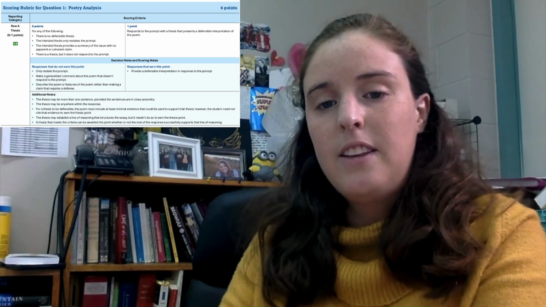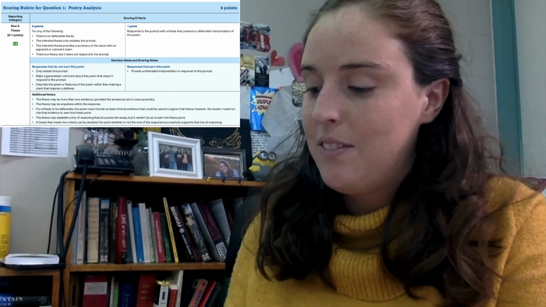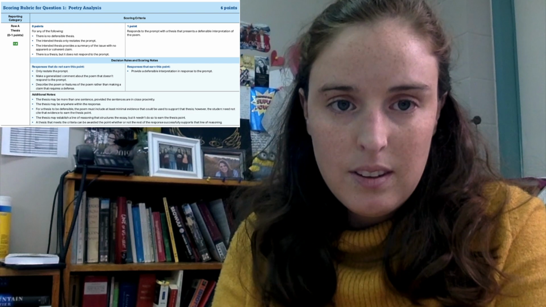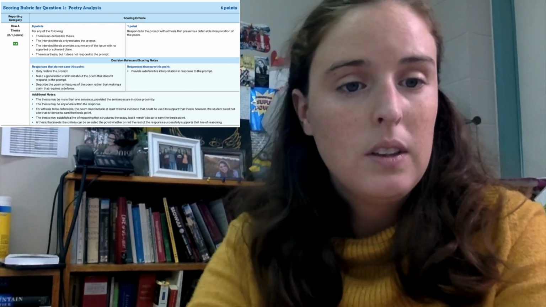And you can get the thesis point even if the rest of it doesn't fit with your thesis. And so that's kind of what I was talking about. If you don't arrive to your thesis until the end, maybe the rest of your paper doesn't fit back with your thesis. You can still get the thesis point, but that's only 1 point. So you're not going to do well if you just get 1 point.